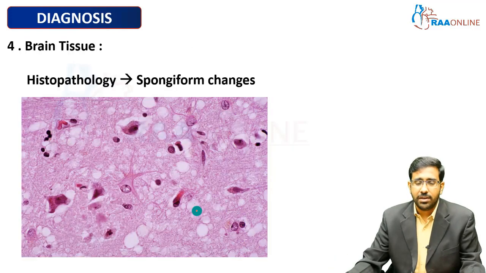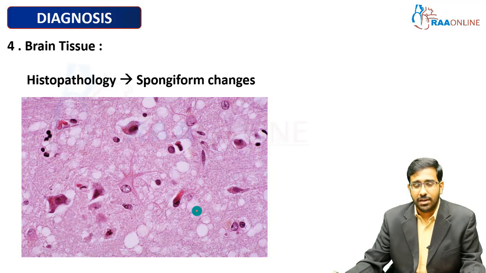And the fourth thing is going to be biopsy. Most of the time we are going to do the biopsy after death. So most of the time it is going to be postmortem examination of brain tissue, where we are going to do a histopathological study. In the histopathological study we will be looking for changes like spongiform changes. Whenever a histopathological section shows spongiform changes, it denotes that there is a spongiform encephalopathy. So it tells us whether the patient has a prion infection or not.